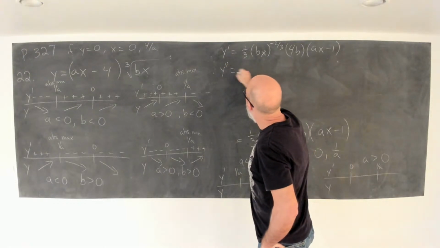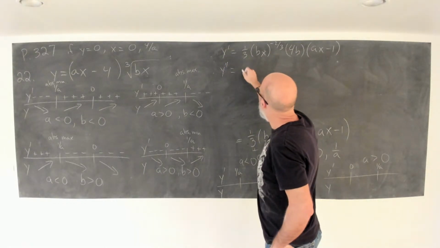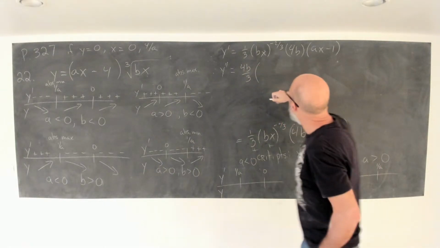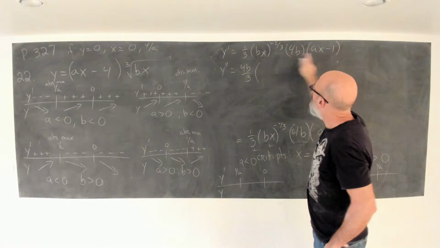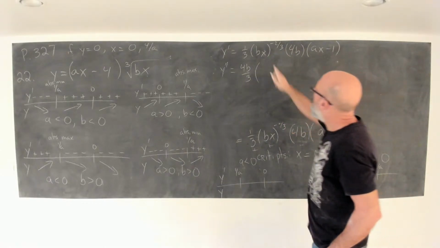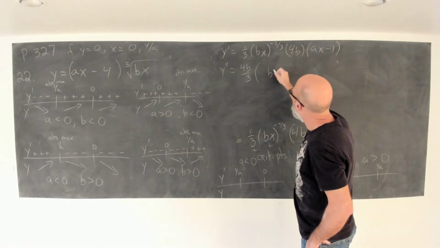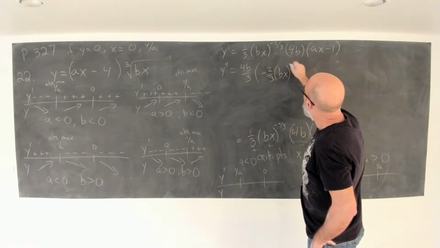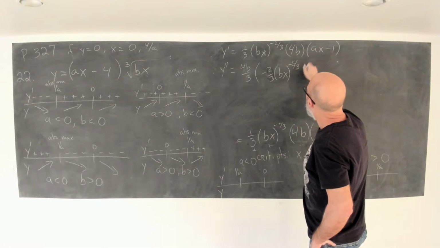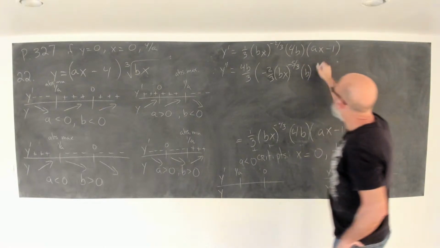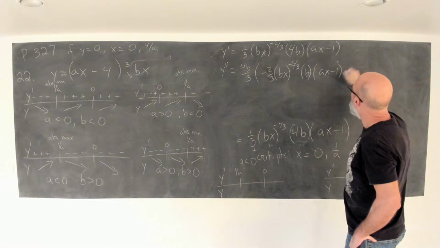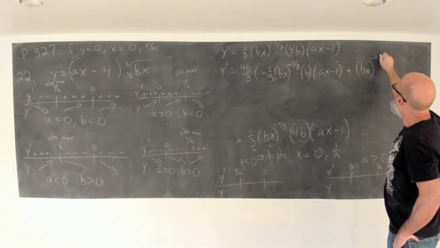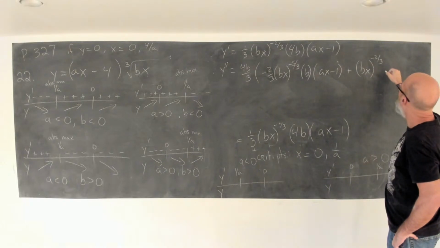Let's do the second derivative. This 4b over 3 is just a constant, so let's leave that out. And then you've got a product, so the product rule applies. Differentiate the first one, times the derivative of the inside, leaving the second one fixed. Plus, leave the first one fixed and differentiate the second one.